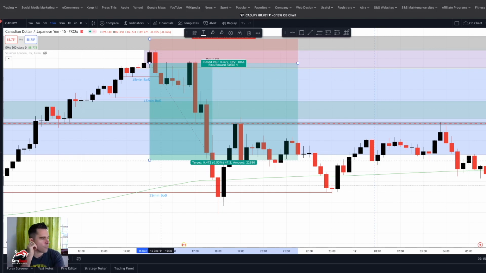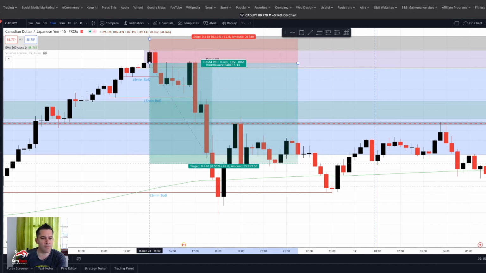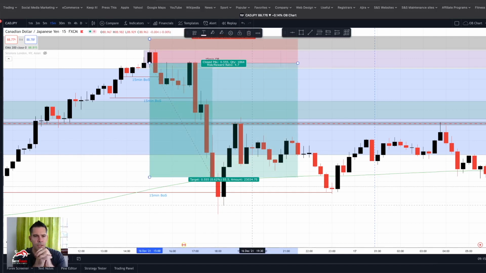Still ended up making a profit of 1.5 R for the day, which is not huge. My target is normally 3. It's half of what I'm targeting, but we still have time, so there's no reason to overtrade or be too greedy. At the end of the day, slow and steady often wins the race. So that was that trade, guys.